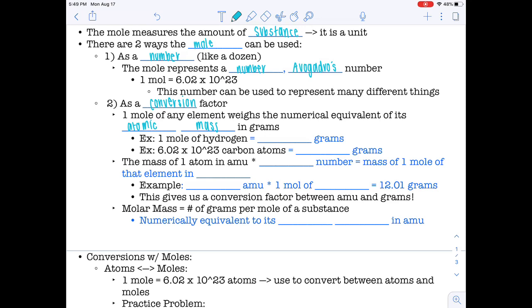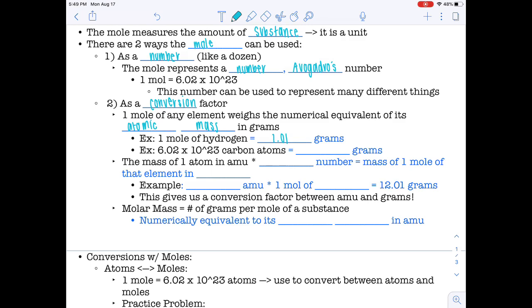So 1 mole of hydrogen is equal to 1.01 grams. And if you haven't already, I would recommend that you go check out our video on the periodic table, because that's going to help you understand the rest of this video. So give that a watch and then come back and look at this. So 1 mole of hydrogen is going to be equal to 1.01 grams because the atomic mass is 1.01, and we said 1 mole of any element weighs the numerical equivalent of its atomic mass in grams.